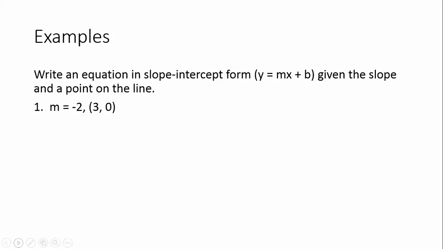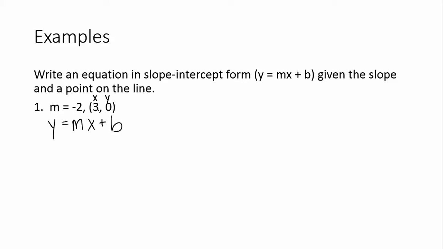So your directions here are to write the equation in slope-intercept form. Remember, it's y equals mx plus b given the slope and the point on the line. So the slope is negative 2 and the point on the line is 3, 0. So what does that mean? First, let's write slope-intercept form. y equals mx plus b. So the m is going to be negative 2, the x will be 3, and the y will be 0. Just like in an ordered pair, it's x, y.